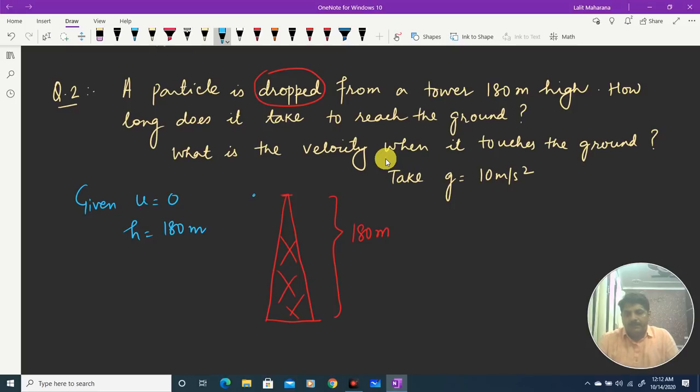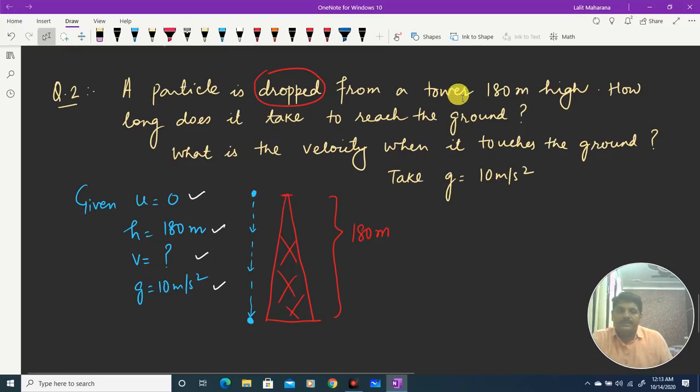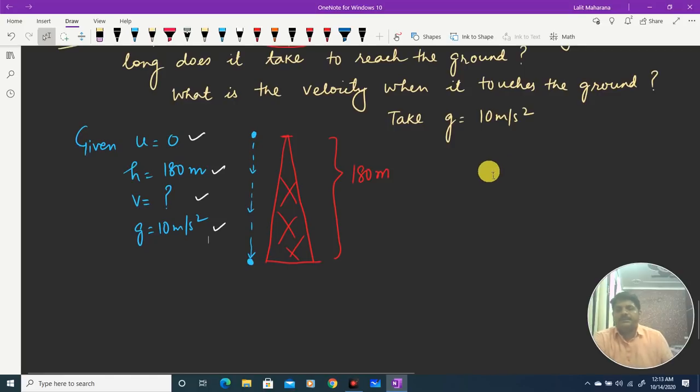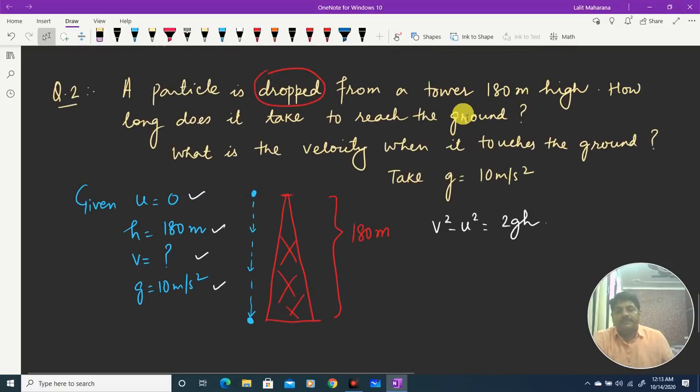We have to find out, the body is dropped from here, so it comes down. When it hits the ground, we need to find out the velocity here. So we have to find the final velocity v, and g is given 10 meter per second square. Now if you look at the values u, h, v and g, we can use the third equation of motion, v square minus u square is equal to 2gh. We can find out the velocity from here, and then we can find out the time also.